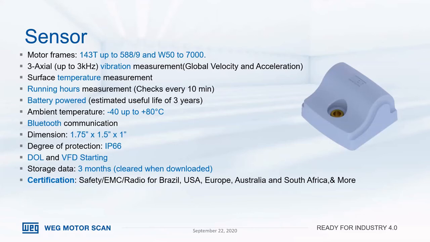So here's what the sensor looks like. We list some motor frame sizes. I don't know if these are familiar to you folks, but you're typically talking up to about a 1,250 horsepower motor. We can utilize this sensor mounted onto the rib.